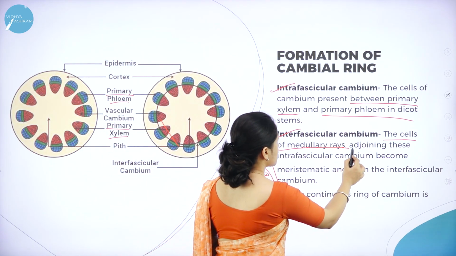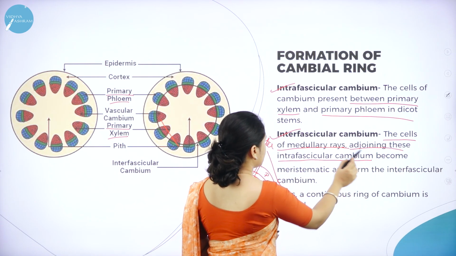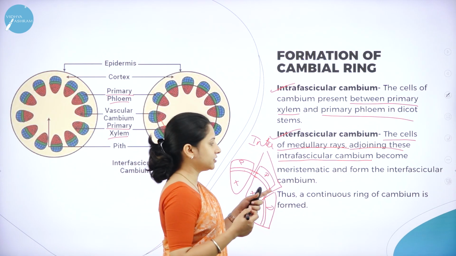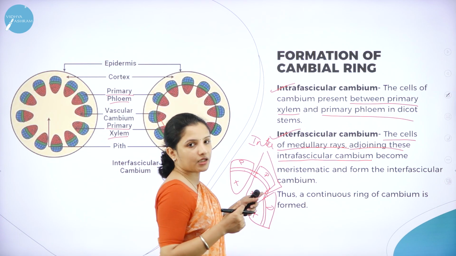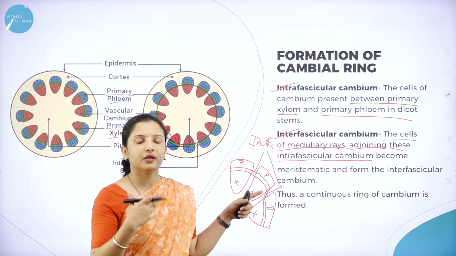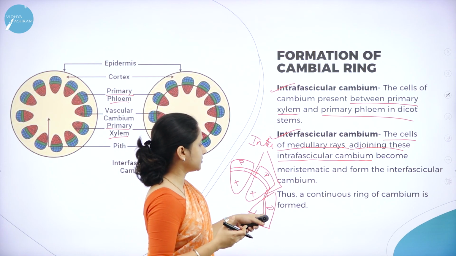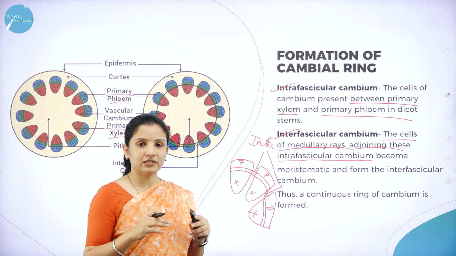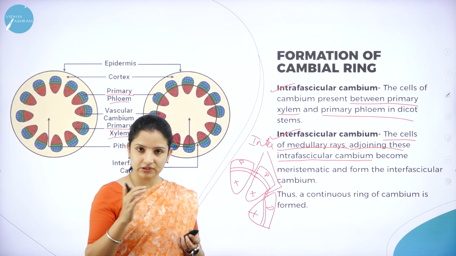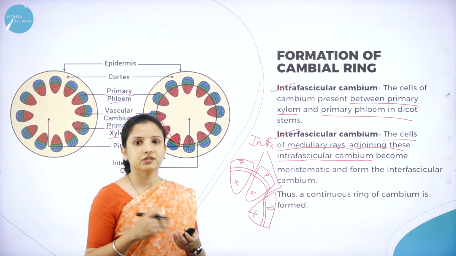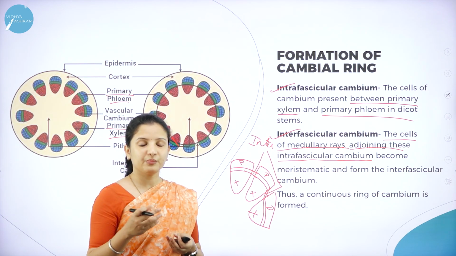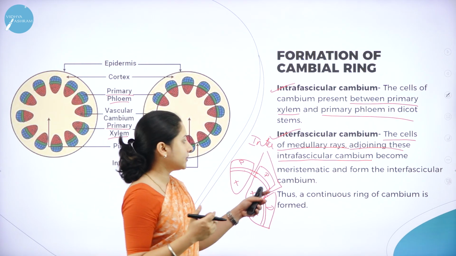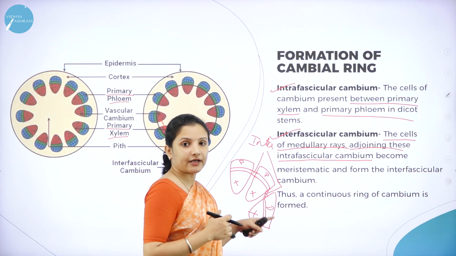So these adjoining cells are called the intrafascicular cambium, and later on they become meristematic, that is, they become actively dividing cells, and then they give rise to the formation of the interfascicular cambium. So first, a few of the cells of the medullary rays form into the intrafascicular cambium. Those cells become meristematic, that is, actively dividing, and they divide and lead to the formation of the interfascicular cambium.